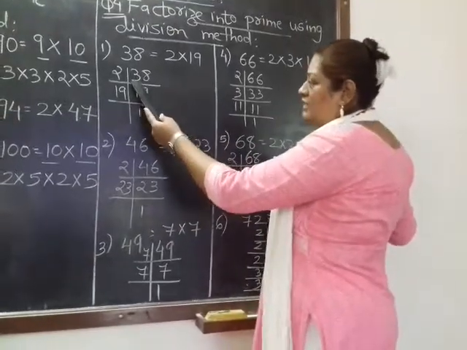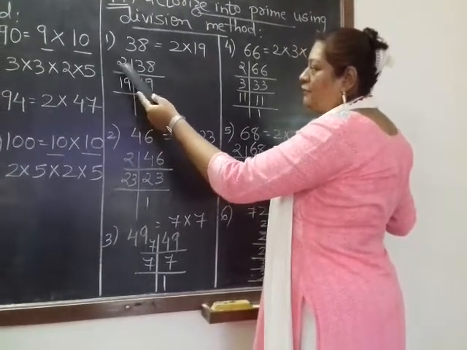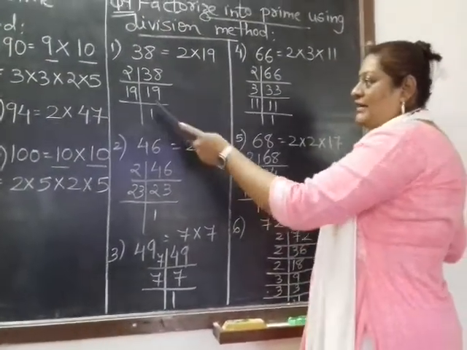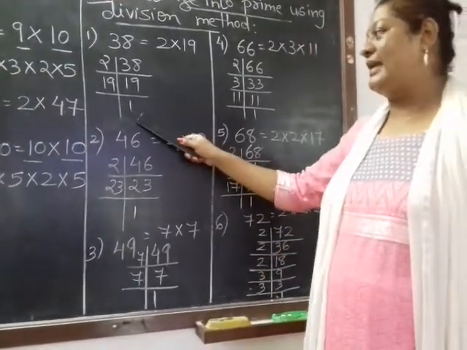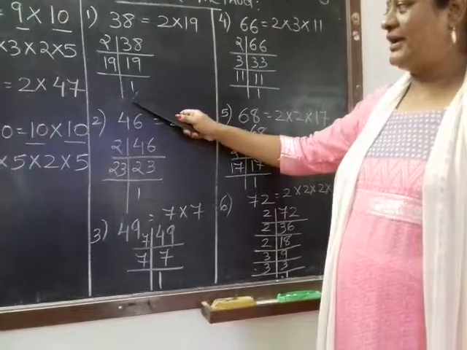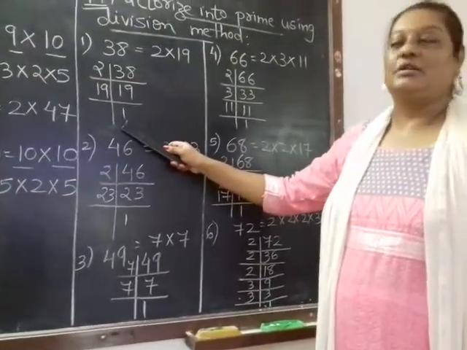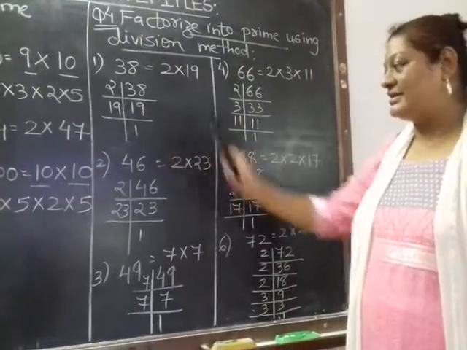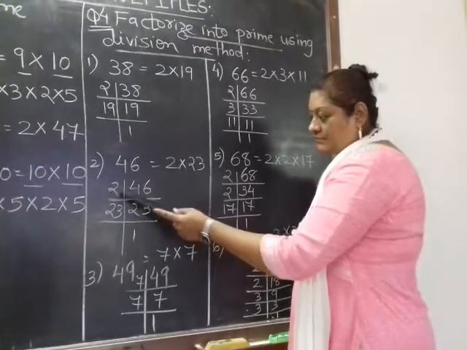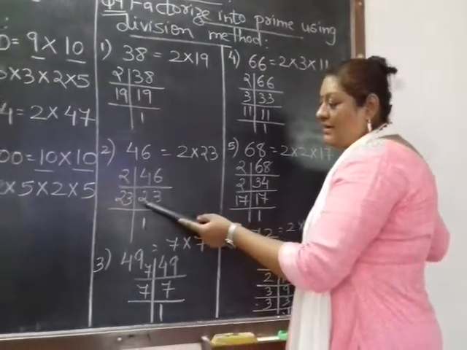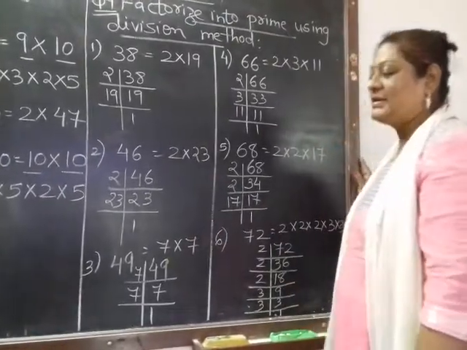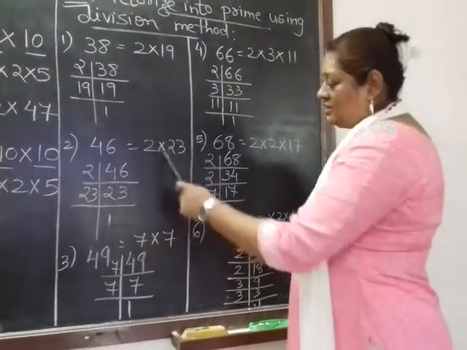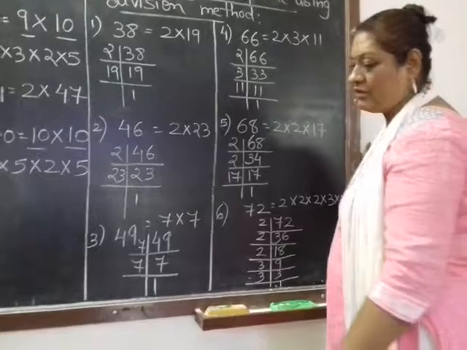Here 38. Firstly, you have to go with the prime number 2. If it comes in the table of 2, just divide it by 2. 2 19s are 38, and you know that 19 can be divided by 19 only because it is a prime number. In the division box, whenever you get 1, that means the sum is solved. So which factors do you get by the division method? That is 2 and 19. Same way for 46. 46 again is divisible by 2. So 2 23s are 46 and 23 is a prime number. So it will be divided by 23 itself. So 23 ones are 23. So 2 into 23 are the prime factors of 46.